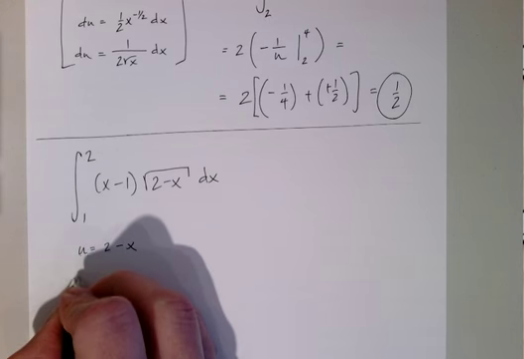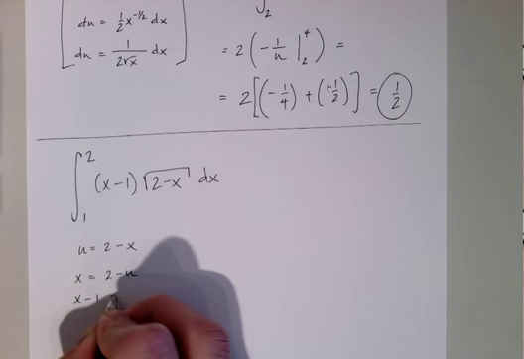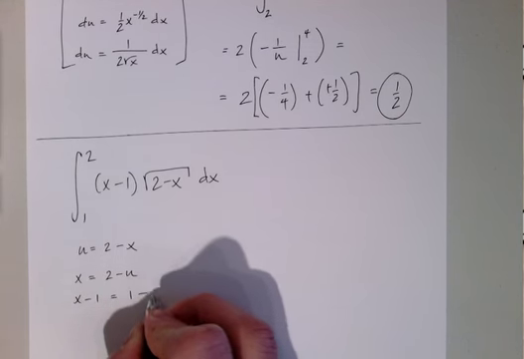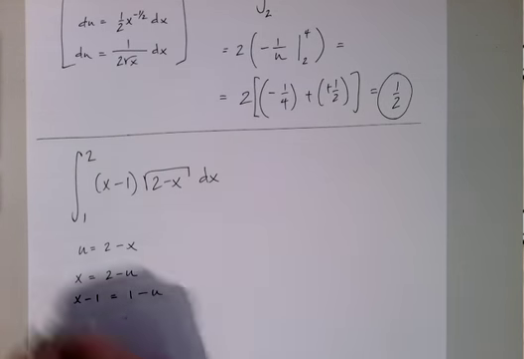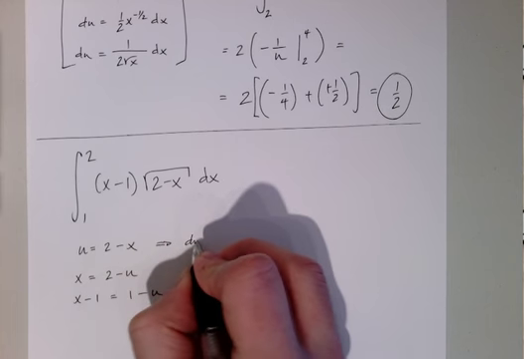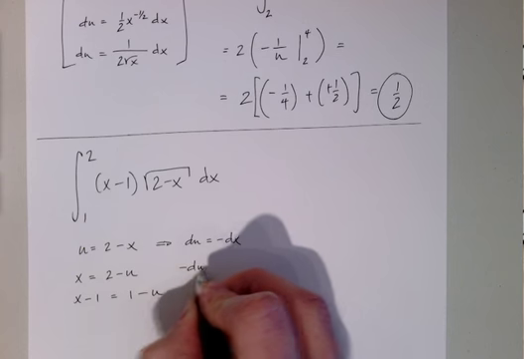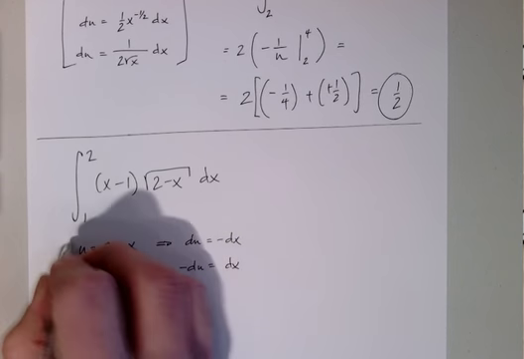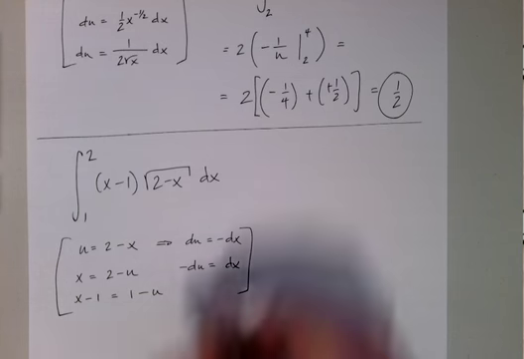Absolutely not. And I know that x is equal to 2 minus u, so x minus 1 is going to be equal to 1 minus u. Okay? And I know that, basically, if I differentiate both sides to get the differential, that's going to be du is equal to negative dx, or negative du is equal to dx. Okay, there I have all of the stuff that I'm going to use.